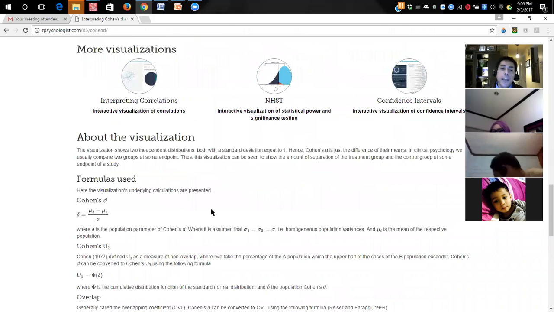So this is the formula of Cohen's d: Cohen's d is equal to the mean of your treatment group minus the mean of your control group, divided by the standard deviation. This is actually a very simple formula, but there is a big but here, because you cannot just use this formula from your regular statistics.